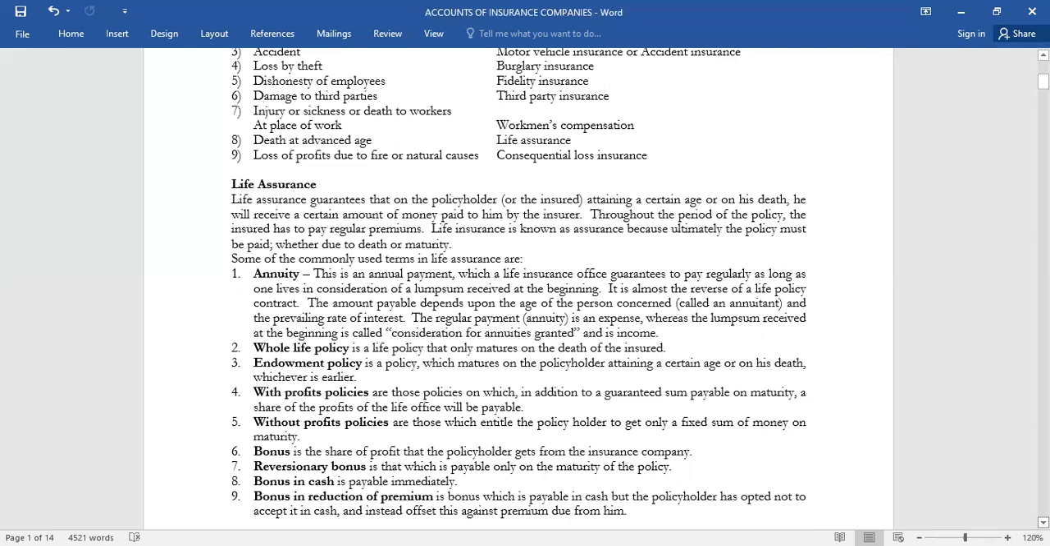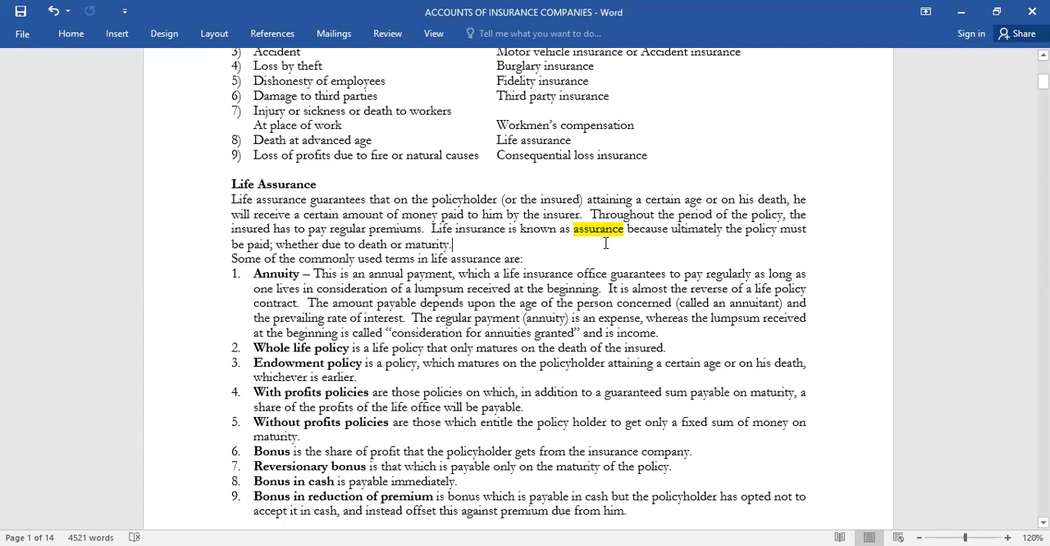Throughout the period of the policy, the insured person will be paying the premiums. Life insurance is known as assurance. The reason why we are not calling it life insurance, but rather using the word assurance, is because it must be paid. So you are assured that whether due to death or at maturity, you are going to be paid or compensated.